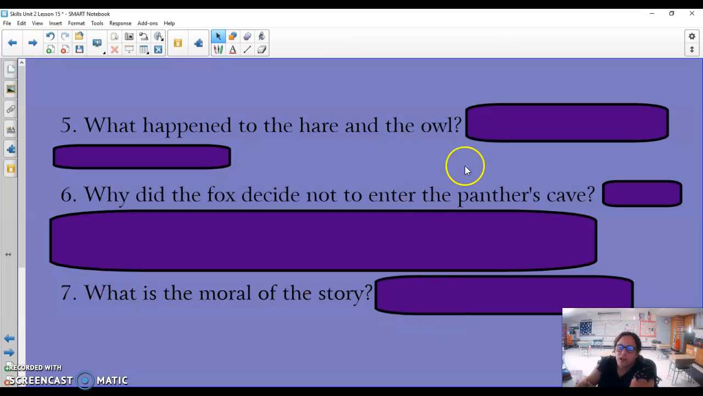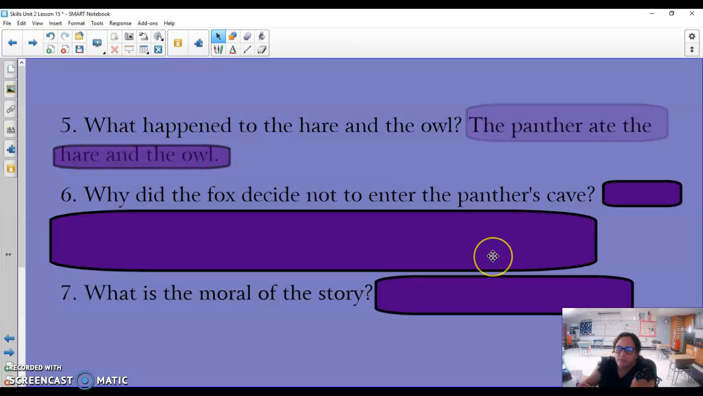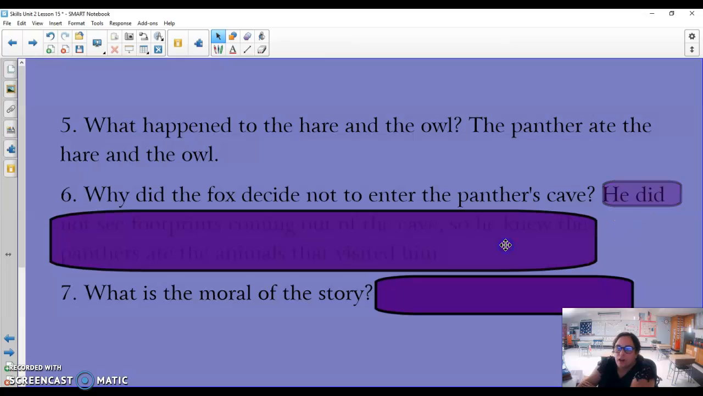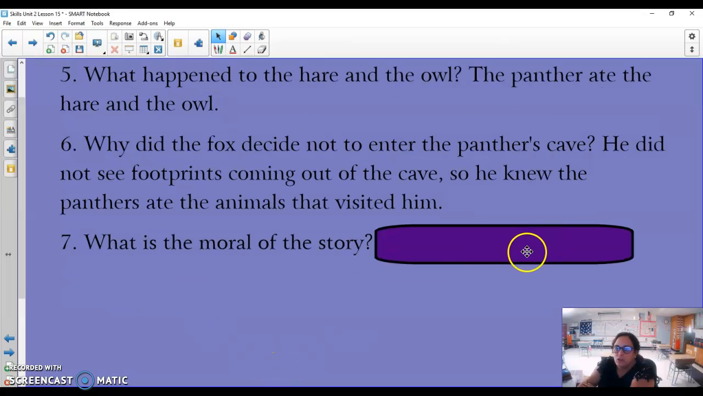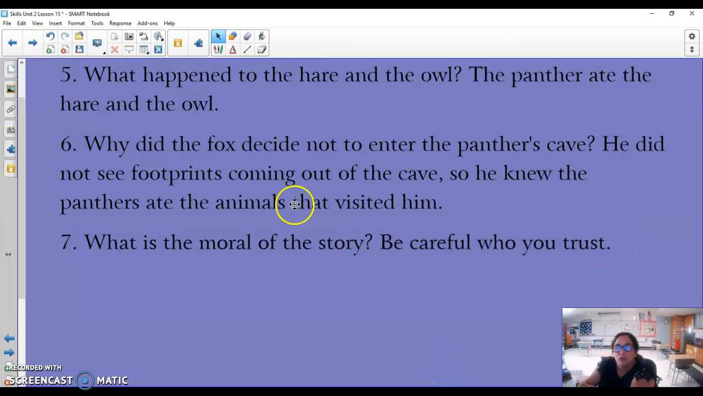What happened to the hare and the owl? Yep, they got eaten. Why did the fox decide not to enter the panther's cave? Because the fox knew, right, what was going to happen. He saw all those footprints going into the cave and not out, so he knew the panther ate the animals that visited him. And the moral of the story is, be careful who you trust.